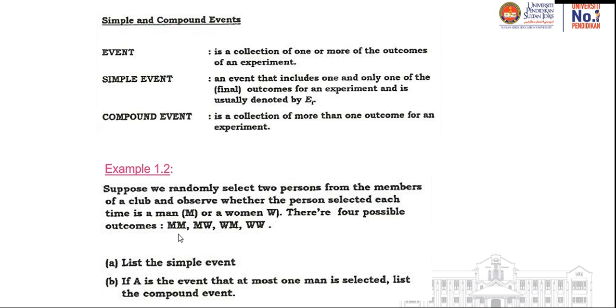Okay, so remember, simple event represent only one outcome. So here, from the possible outcome MM, MW, WM, and WW, each one of it, the individual outcome itself is the simple event. How about B? If A is the event that at most one man is selected, list the compound event. By definition, at most one is selected. Therefore, it can be at most one man or both are women. And it does not include both men. So here for B, A should be MW, WM, and WW.